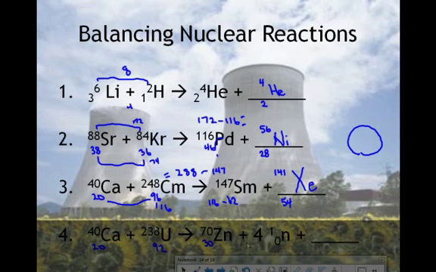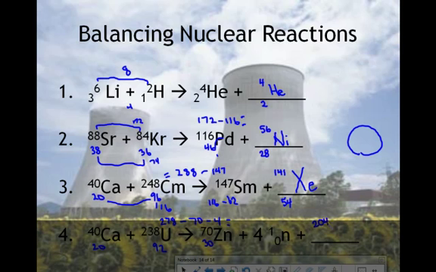40 plus 238 gives us 278 on top. And now when we come across here, we have 70 from the zinc. But don't forget, we have 4 neutrons. So we have to take away 4 more for those 4 neutrons because they do have mass. So that gives us a total of 204 on top.